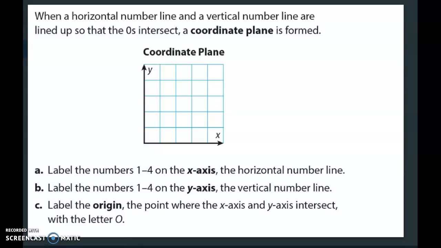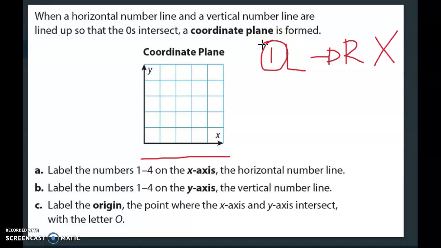Okay, so let's break this down a little bit. We're going to follow the directions on this page. So right here's a coordinate plane. You'll notice that we have an x-axis, right? X-axis goes left to right. Okay, and your x-axis always is going to be the first number.